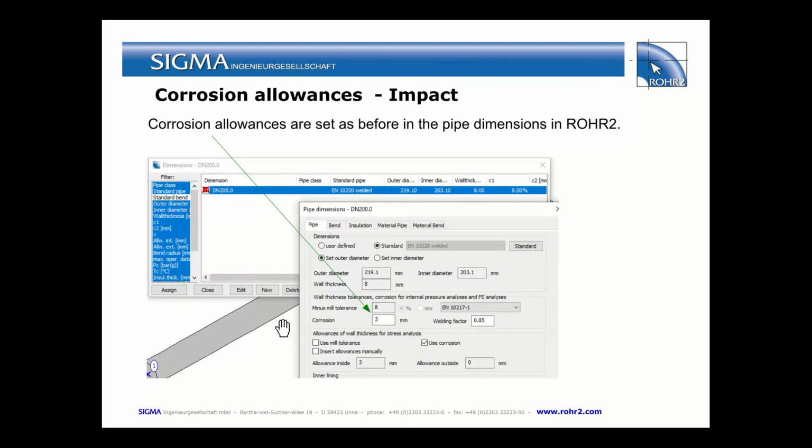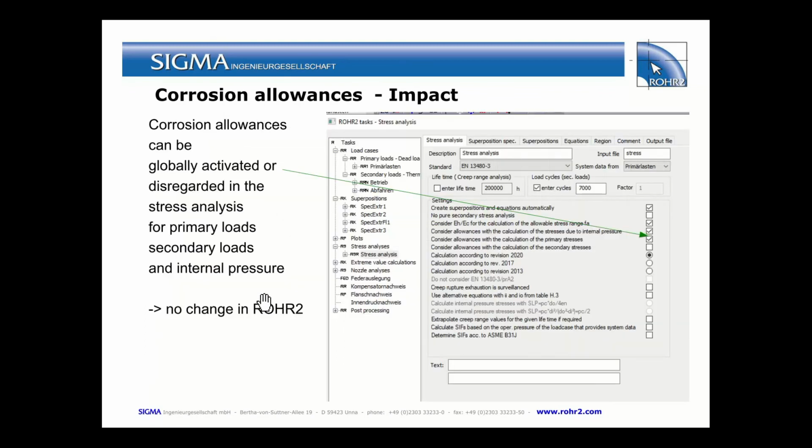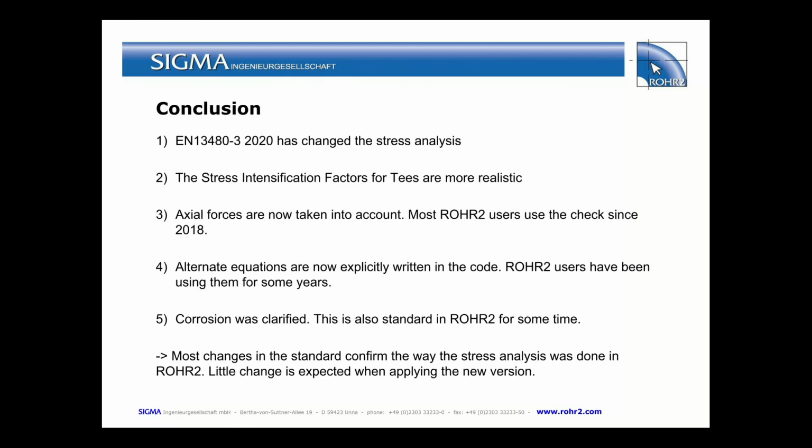And in ROHR2, what would be the impact? First of all, the corrosion is specified here in ROHR2, and this is still the case, so there is now a modification in ROHR2, and now you can choose if you want to consider the corrosion for the primary part, for the secondary part, and for the internal pressure part. So for ROHR2 there is no change. Now in this video I'm not going to discuss the changes to how the bend thickness is taken into account. I probably need a separate video for this one.